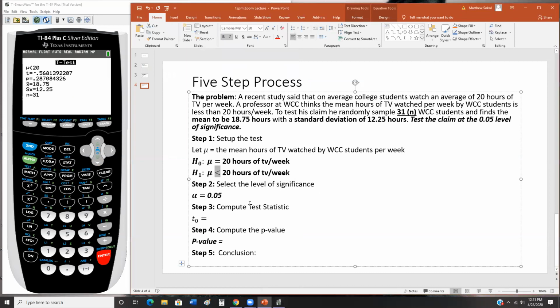So your test statistic, that's this T up here. T is equal to negative 0.5681. This test statistic you will use if you're interested in learning how to do the critical value approach for hypothesis testing. What we're going to be interested in is this thing called the p-value. So next it says compute the p-value. This is the p-value under here. P is equal to 0.287, and I'm going to round it to 1.